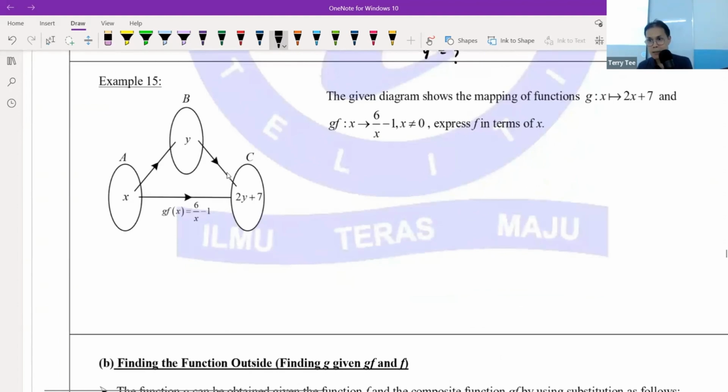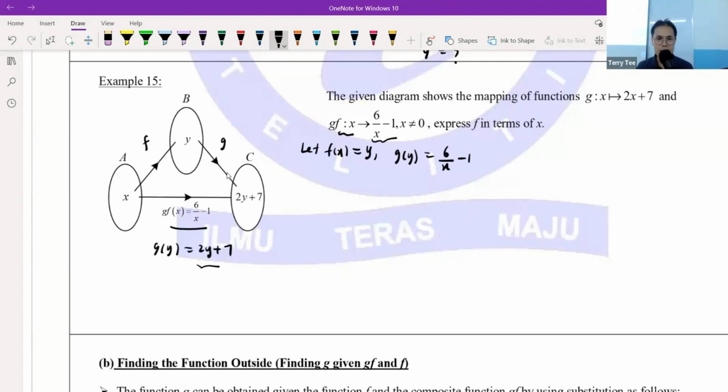Okay, let me show you one example. This is a bit unique, and in SPM in recent years, they also like to give you a diagram like this. So I hope you're not confused. This is your gfx. gfx means f happens first, followed by g. That means you know your g. You know your gy is 2y plus 7. Now, like I said, we always start off by letting the function inside, which means the function that occurs first, we let fx become y. So this is gy, and your gy is 6 over x minus 1. I just copy this 6 over x minus 1. And we know your gy based on this diagram is 2y plus 7.